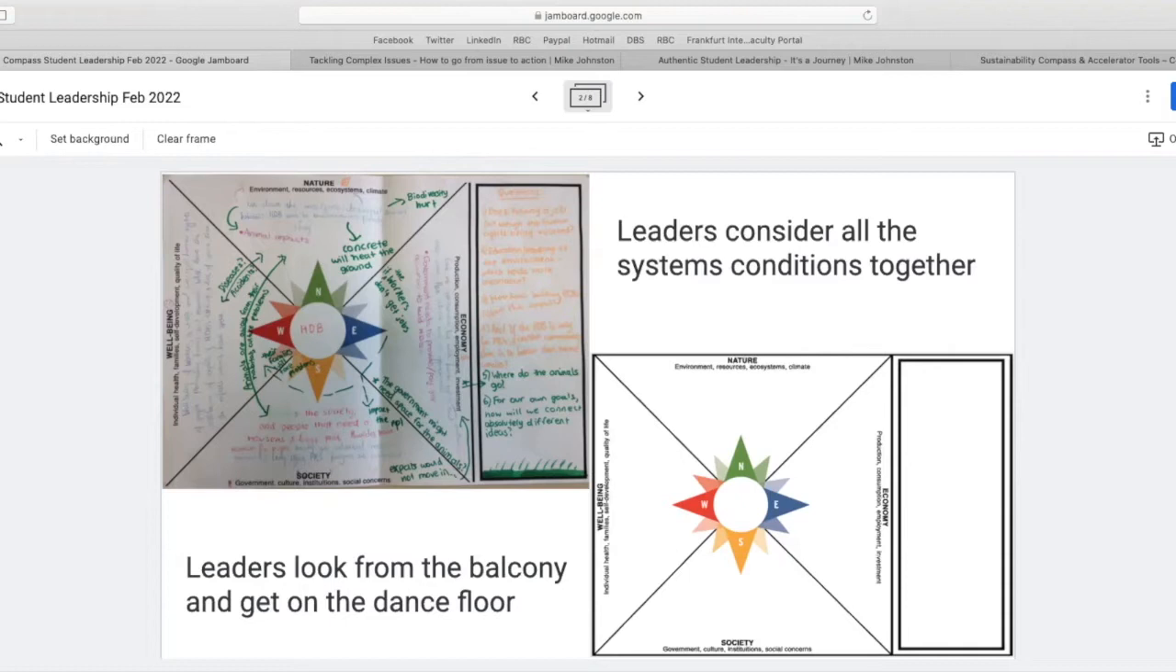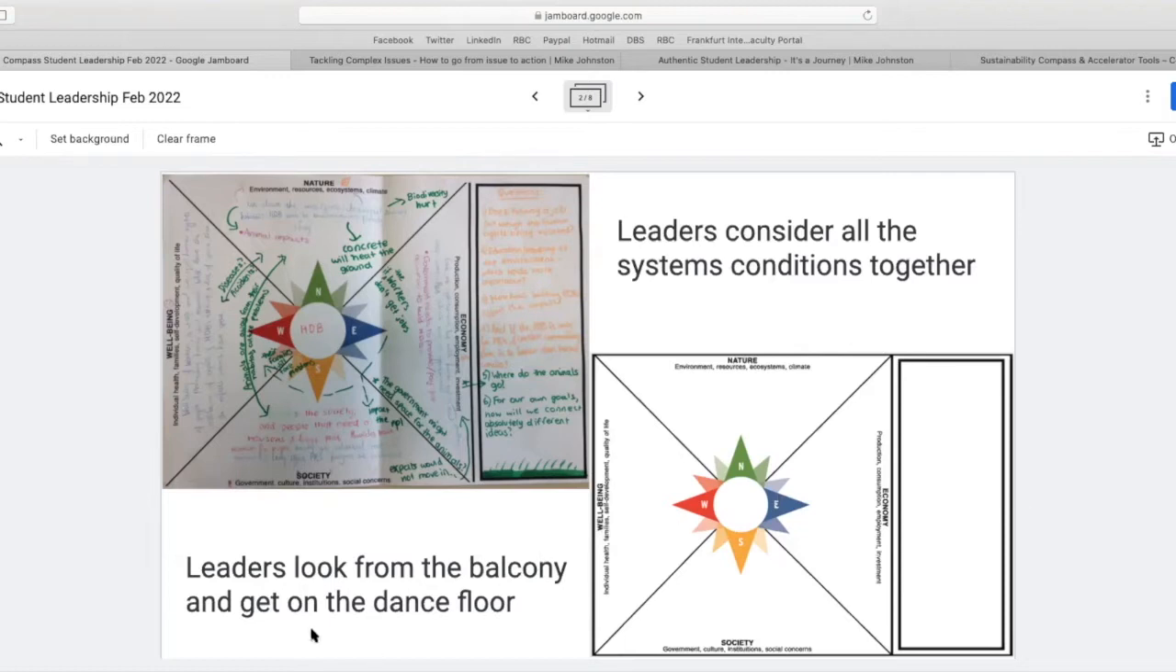Do not believe what you read and what you see about this. That plays to the favor of people who it benefits them to have these things in competition. Our students don't think that way. Most humans don't think that way once you give them the opportunity to do so. So in this leadership program, leaders consider all systems conditions together. That's why I love the Compass tool, because it considers the 4 systems conditions, but even within those 4 systems conditions, there are so many other systems conditions embedded within those.